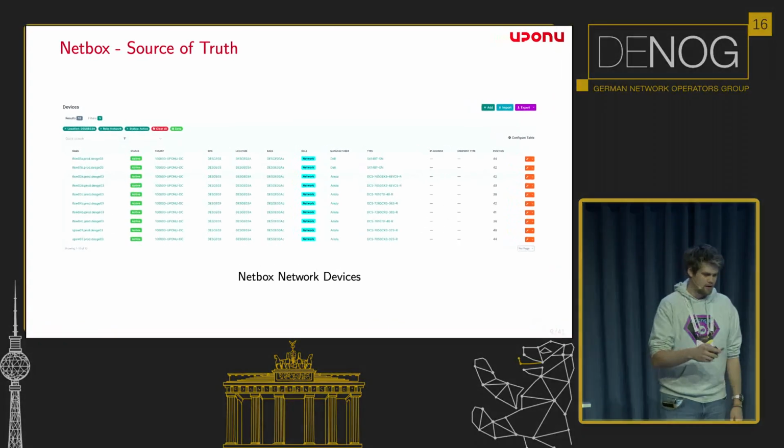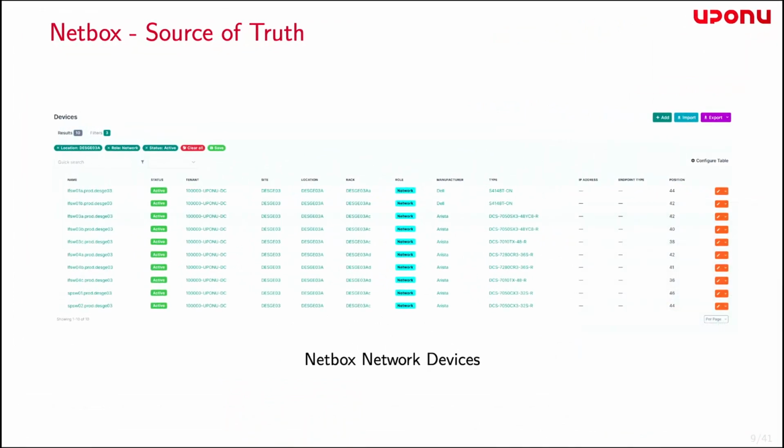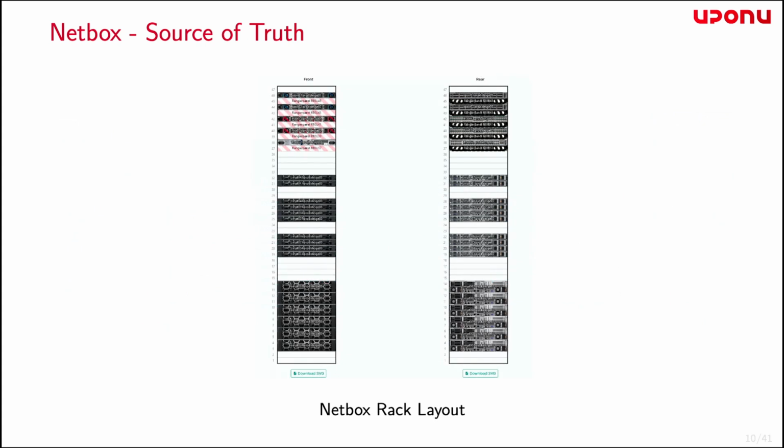This is an example of our device table with some devices in there. These are spine switches, leaf switches, etc. And now with devices we can also generate nice rack layouts, to keep everything cabled, look into this overview and find our devices in the rack. This is very nice.